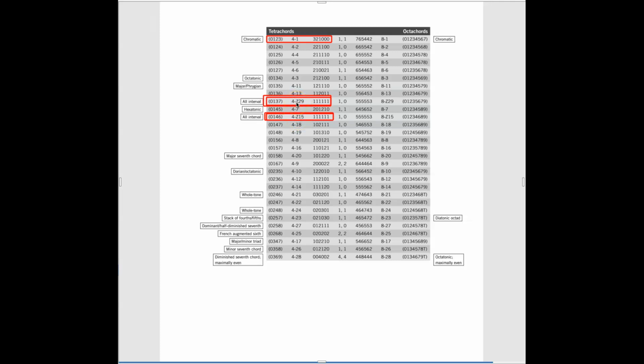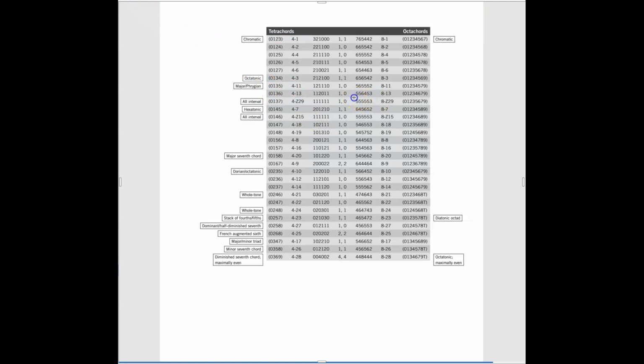class has a Z correspondent, meaning another set class that has the same interval class vector, but is not related to this set class by transposition or inversion. So in this case, again, the all interval tetrachords are 0137, 0146, 4Z29, and 4Z15. There are obviously other sets like that.